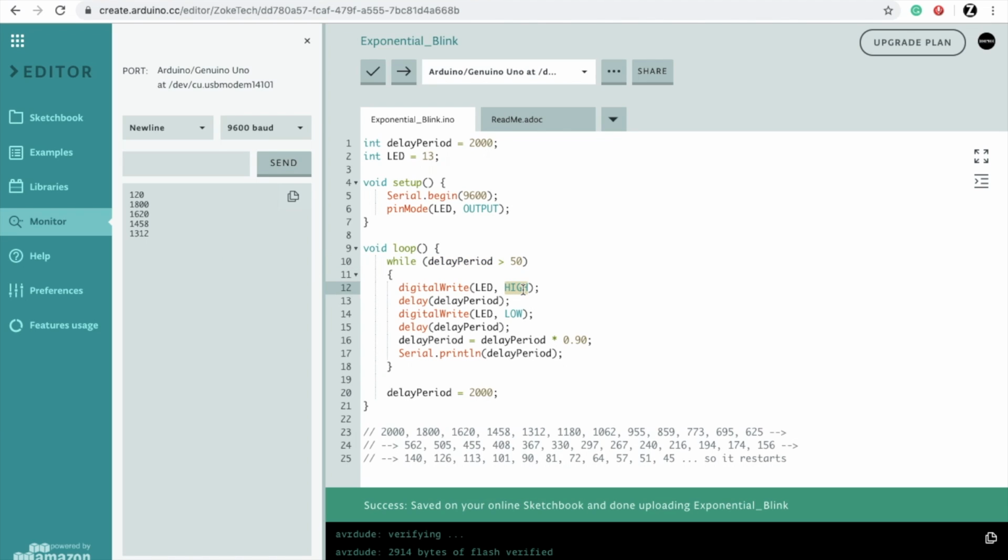I'm telling the LED to turn on, wait for that delay period, turn off for the same delay period, and this is the math, this is the equation. I'm saying calculate the delay period as the delay period previously used times 0.9, or times 90%. And then the serial print line is printing it in my monitor over here, so it slowly speeds up. And actually it gets faster and faster and faster. And to the point where it hits 45, which is less than 50, and so it tells it to break out of the while loop, reset the delay to 2,000, and start over.